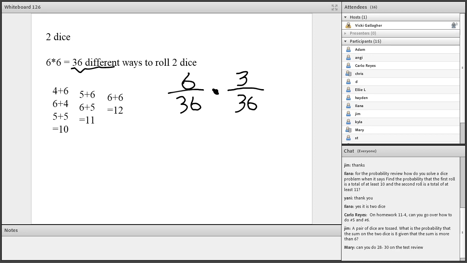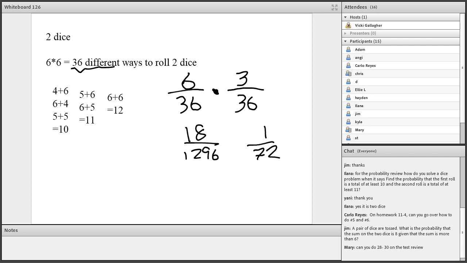And then we multiply. So 6 times 3 is 18. I don't know what 36 times 36 is, but my calculator does. It is 1296. And then we're going to hit that ABC button, 18 ABC, 1296. And I get a final answer of 1 out of 72.